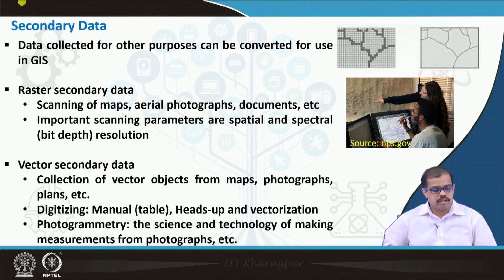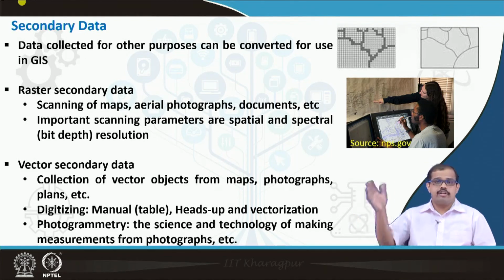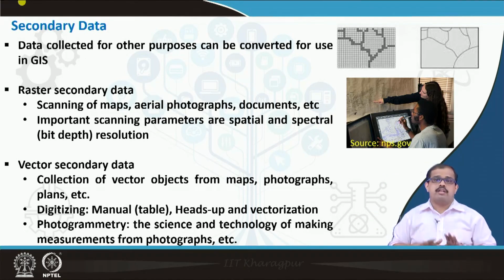Okay. So when we look at the secondary data, it can be generated from or converted from various other sources. For example, with the raster data model, it can be through the scanning of maps, aerial photographs, documents; all this becomes secondary data. Any document, for example, in a government record or a gazetteer, you can scan it and digitize it to form secondary data. Important scanning parameters are spatial and spectral resolutions that you have to look at.